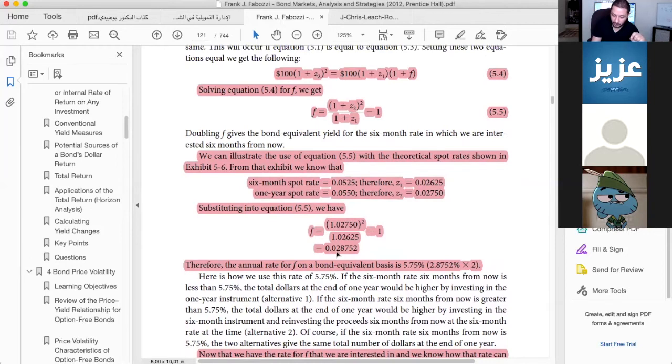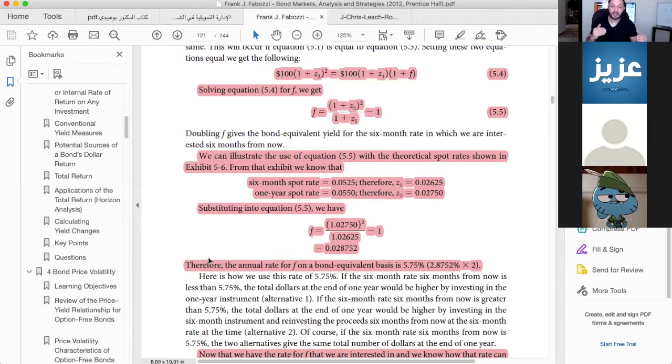Now, all we have to do is use these two rates in the formula of 5.5. So the F would be equal to 1.0275 to the power 2 divided by 1.02625, minus 1, equal to 0.028752. Then we multiply this result by 2 to get the annual rate. Therefore, the annual rate for F on a bond equivalent basis is 5.75%, which means that the investors are expecting that the rate for debt securities 6 months from now would be 5.75%.